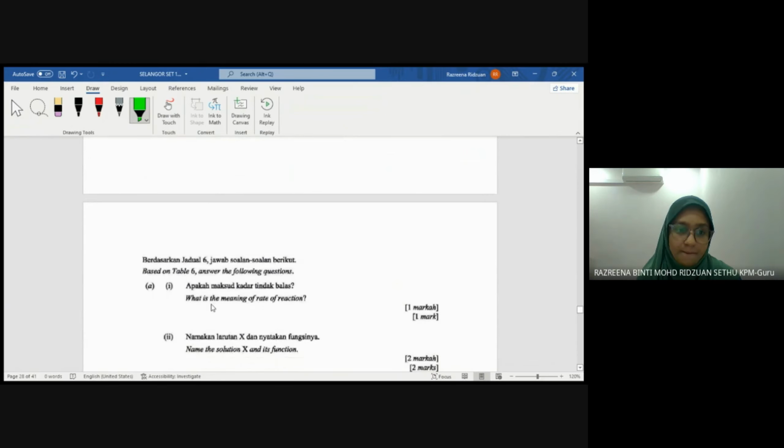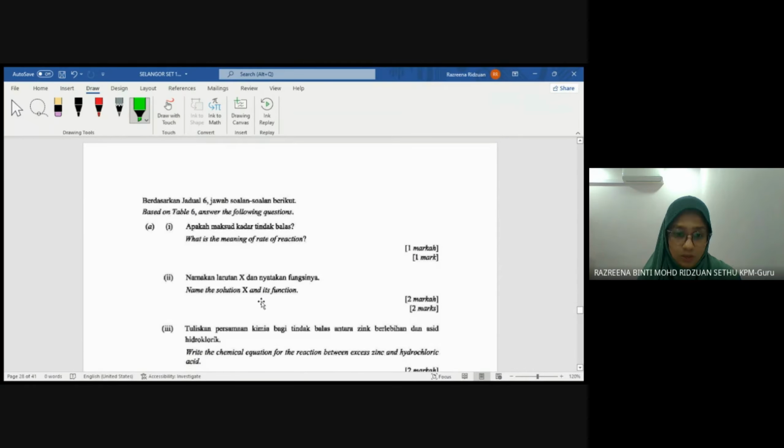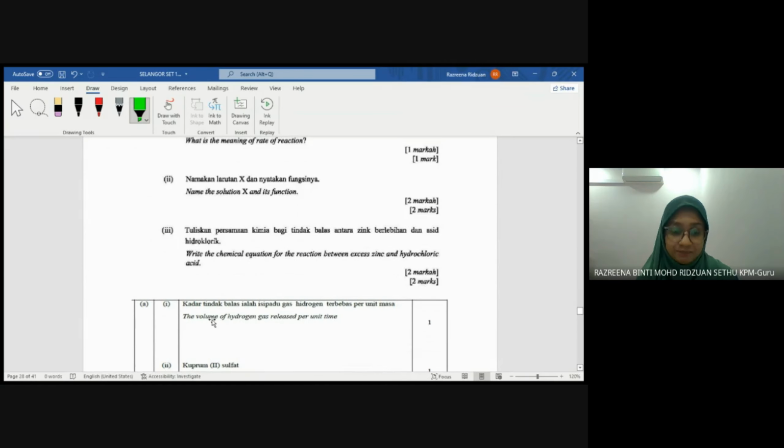Next. Based on table 6, answer the following question. What is the meaning of rate of reaction? A1, the meaning of rate of reaction is the volume of hydrogen gas released per unit time. Sometimes you can see that the answer would be the amount of product or amount of reactant. Do not write that, because based on this experiment, it is the volume of hydrogen gas. So the volume of hydrogen gas released per unit time.